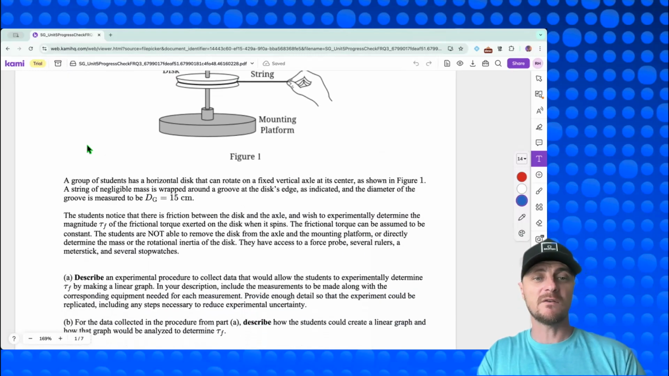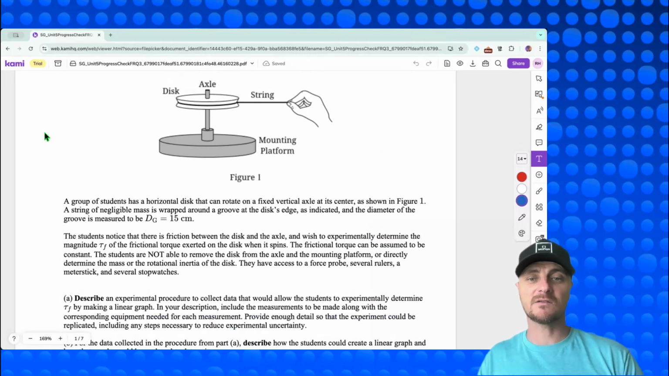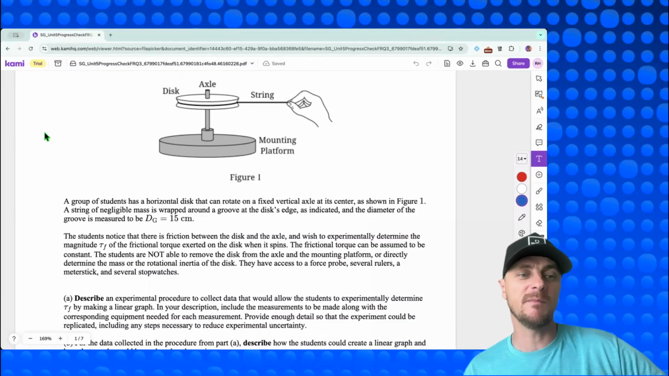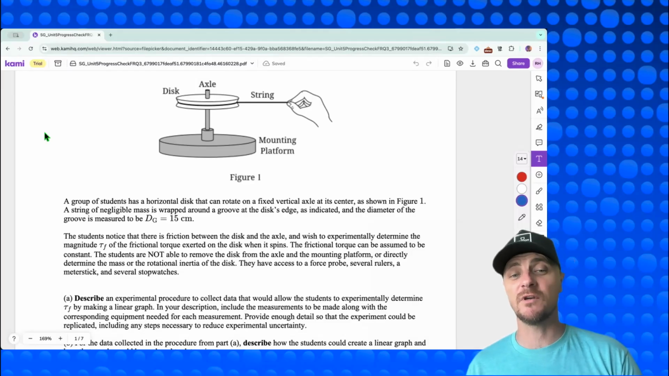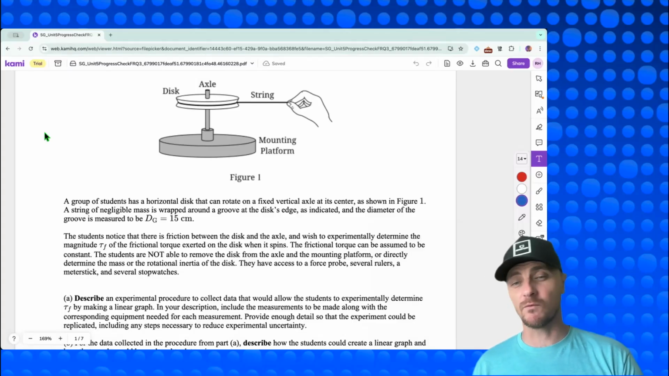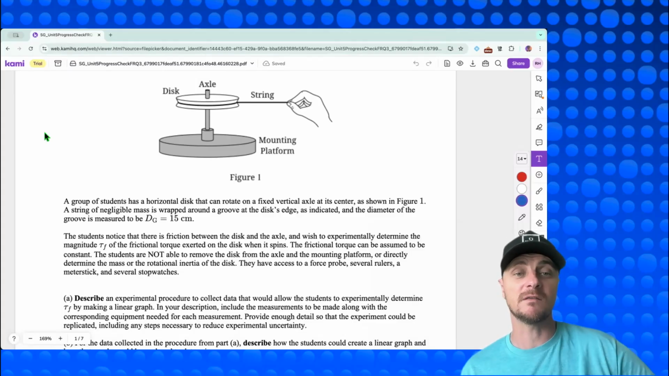The students notice that there is friction between the disc and the axle and wish to experimentally determine the magnitude of torque of friction exerted on the disc when it spins. The frictional torque can be assumed to be constant. The students are not able to remove the disc from the axle and the mounting platform or directly determine the mass or the rotational inertia of the disc, and that makes it tricky. They have access to a force probe, several rulers, a meter stick, and several stopwatches. All right, so that's the setup.